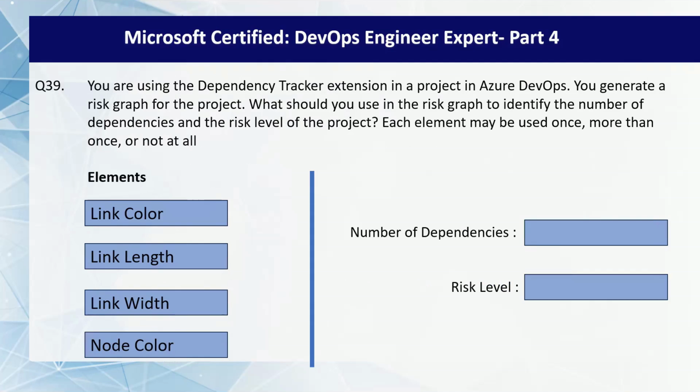Now, friends, the first part of the question is talking about number of dependencies. The thicker the link, the more dependencies exist between components. A wider link indicates a higher number of dependencies. And the second part of the question is talking about risk level. The color of the link represents the risk level. Typically, red or dark colored links indicate high risk areas, while green or light colored links suggest lower risk. Folks, node color is often used to represent different types of dependencies or components rather than the overall project risk, and link length is often used to show the distance or logical relationship between dependencies.